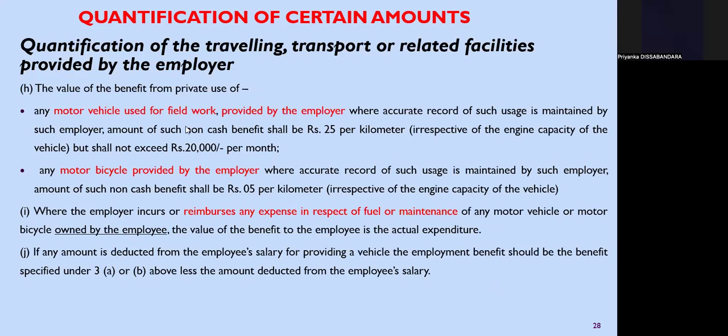And there are some people who use their motor vehicles for field work. Then we have to consider 25 rupees per kilometer as their benefit, but it shall not exceed 20,000 per month. We calculate 25 rupees per kilometer, but the upper amount is 20,000 per month.